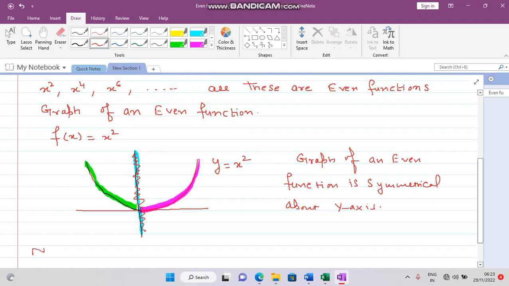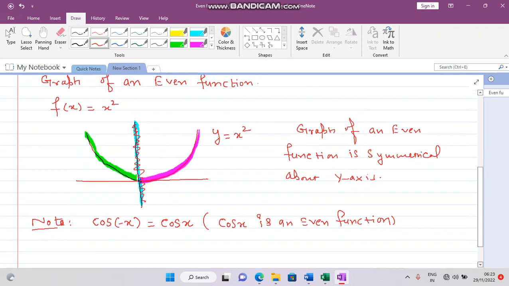Now note here one thing, that cos of minus x is equal to cos x. So it implies that cos x is an even function. Cos x is also an even function.